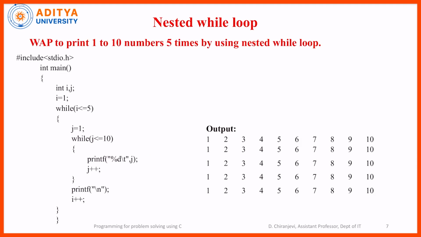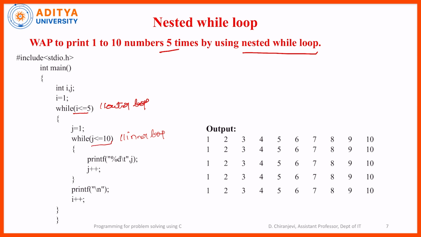I will try to discuss a program. We are printing 1 to 10 numbers 5 times by using nested while loop. So in this I have initialized i value 1; this i initializer is for the outer loop. Then I have written a condition for the outer loop here, i less than or equal to 5, and then inside the outer loop I have written my inner loop, that is j, and because we are printing up to 10, I have written the condition so j value will go up to maximum 10.